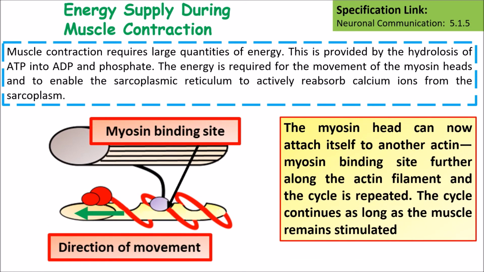So the myosin head can now attach itself to another actin-myosin binding site further along the actin filament, and the cycle is repeated. So the cycle continues as long as the muscle remains stimulated and moves the actin in the opposite direction to the myosin, which in turn causes muscle contraction.